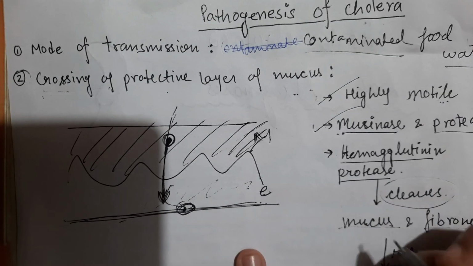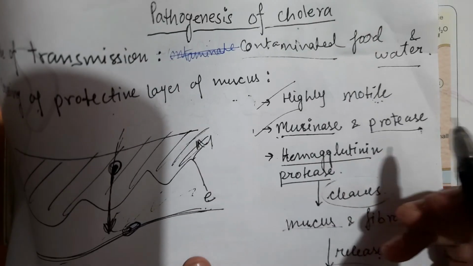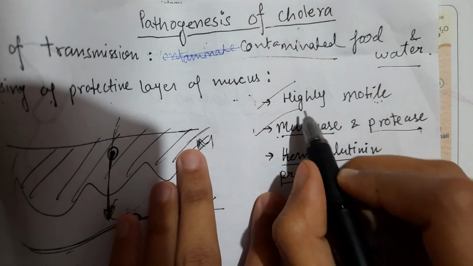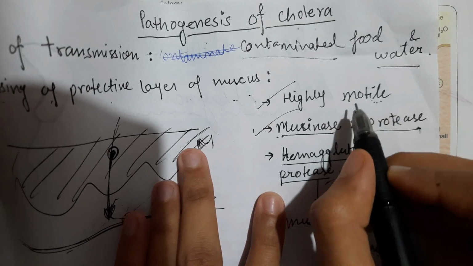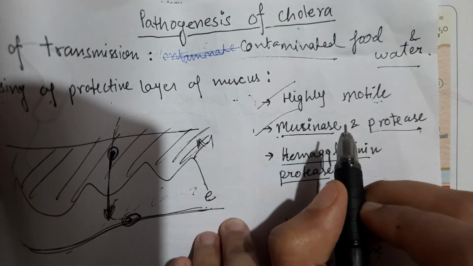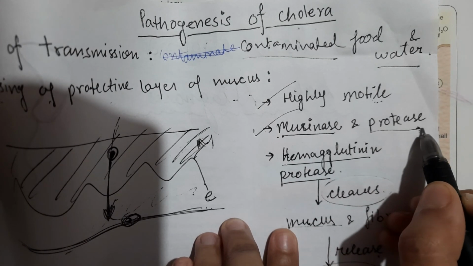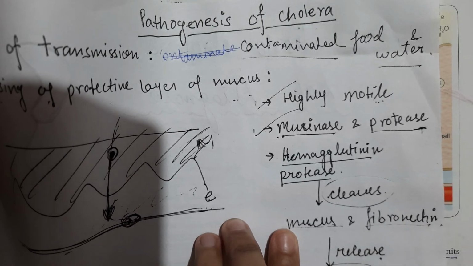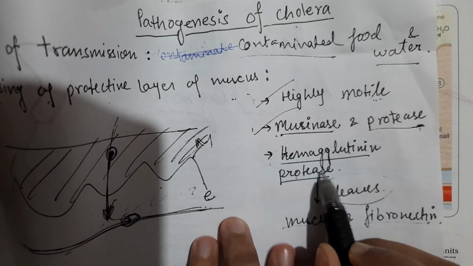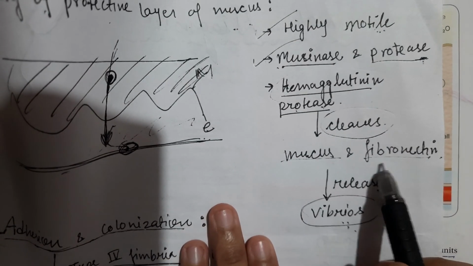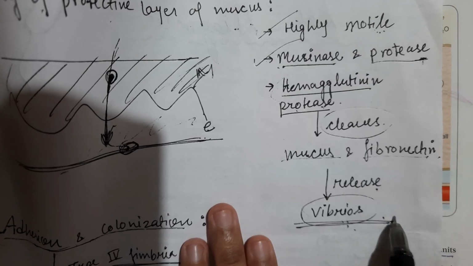Let's quickly look at the factors which help in crossing the protective layer of mucus. There are three main factors. We all know Vibrio cholerae shows darting motility, so it becomes very easy for it to enter our intestine. Second, it secretes mucinase and protease enzymes, which also help. Hemagglutinin protease is another important enzyme. It cleaves the mucus and fibronectin and exposes the epithelial lining.